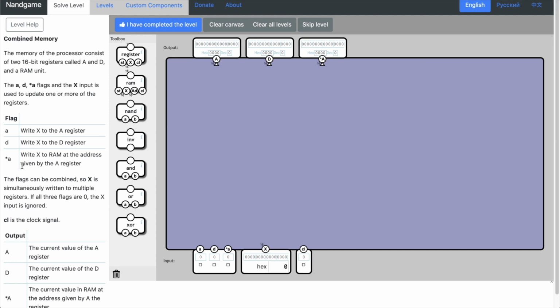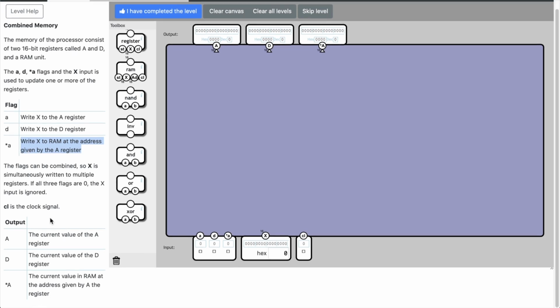If star A is set, we're writing to RAM at the address given by the A register. So this is actually a dereference, or what you would call in assembly language an indirect address. We're going to fetch the address from the A register and then write to that address. You can combine them. There are clock signals because we're dealing with memory. And then here's our output. Our output is just going to be the current value of these registers or of the memory.